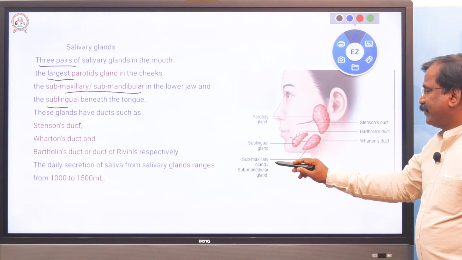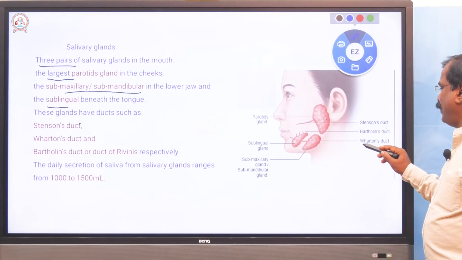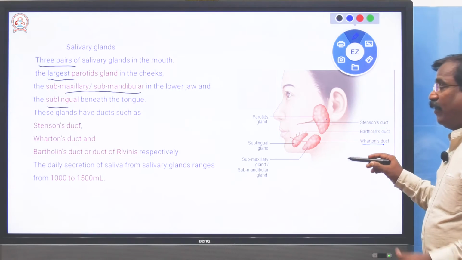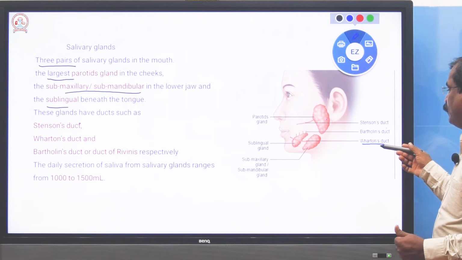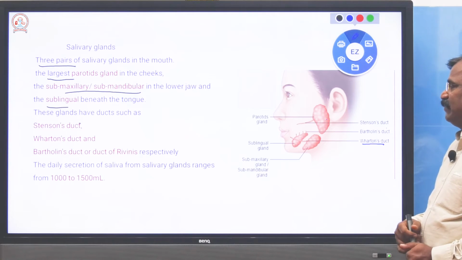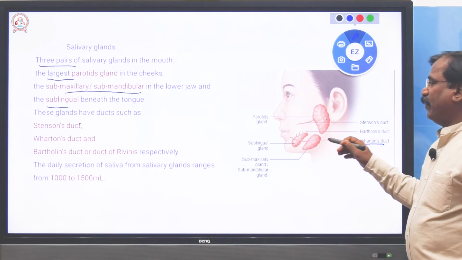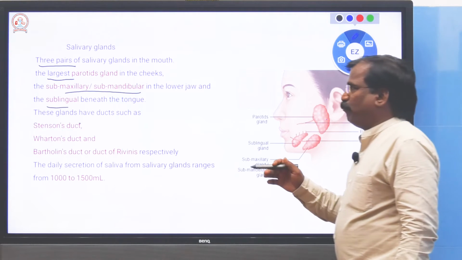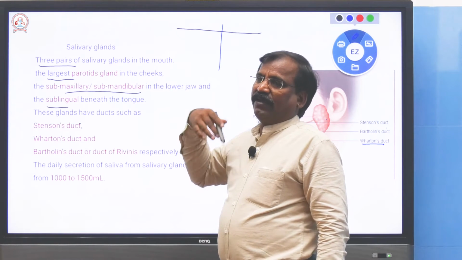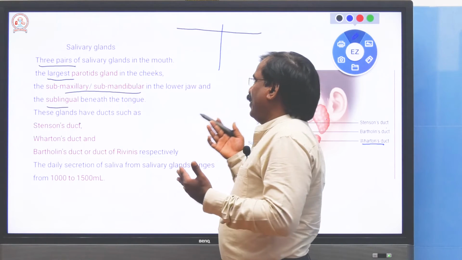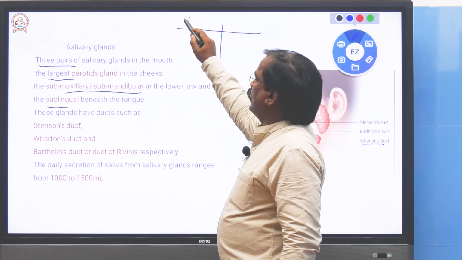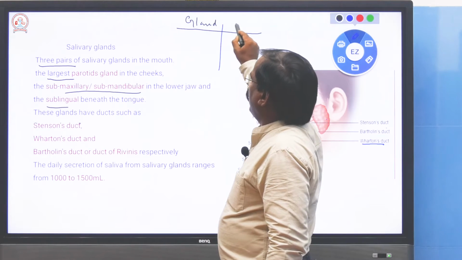Submaxillary or submandibular: the duct that arises from that gland is Wharton's duct. And sublingual: Bartholin's duct. That is very, very important, because the order will be shuffled and you have to match. Which matching, A, B, C, D is given, and you have to choose the correct pairing.